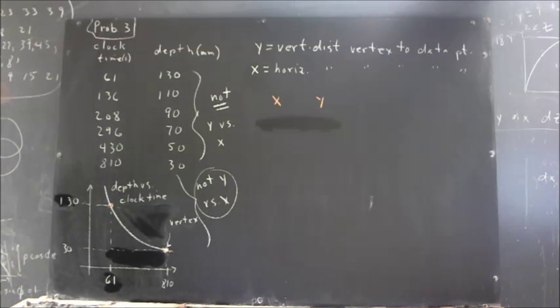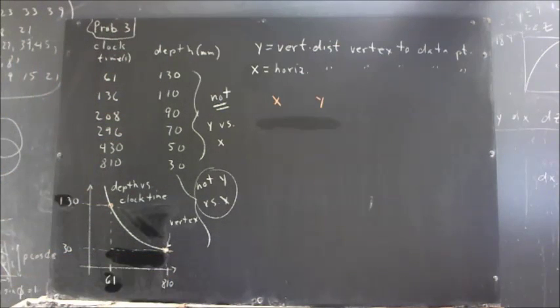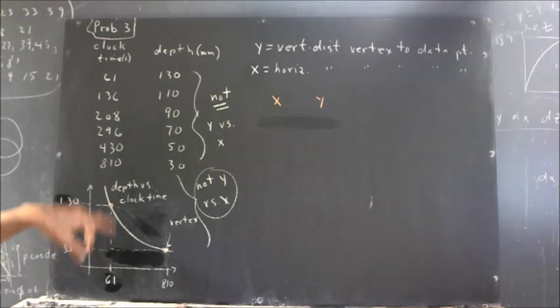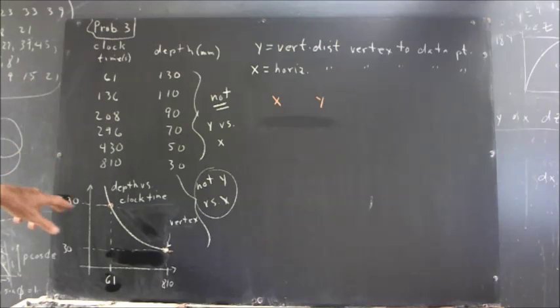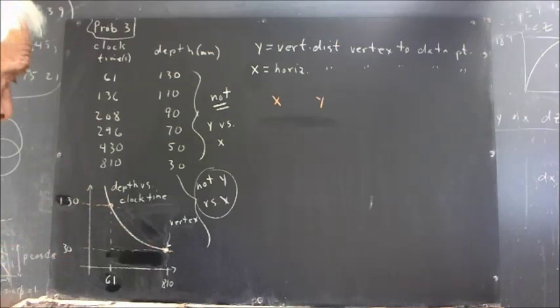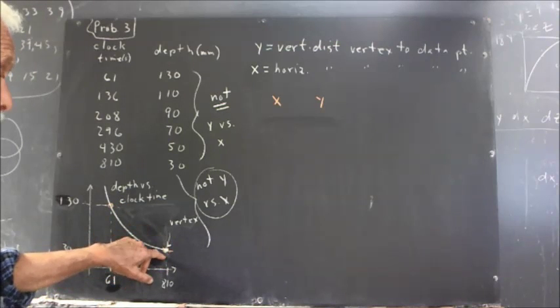Okay, on the second problem, or problem 3, I'm sorry, we have clock times and depth. If we graph depth versus clock time, the graph will look something like this. And it says in the problem that this last point, where the clock time is 810 seconds and the depth is 30 millimeters, represents the vertex of this curve. Okay, so vertex has a certain meaning, but we're just calling this point the vertex.